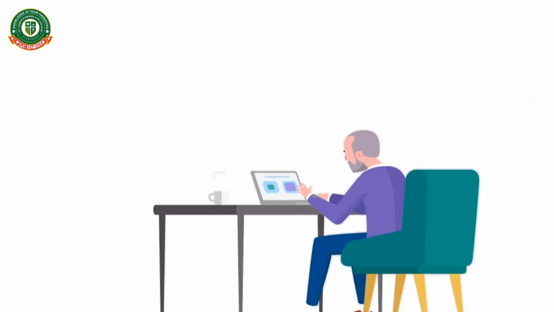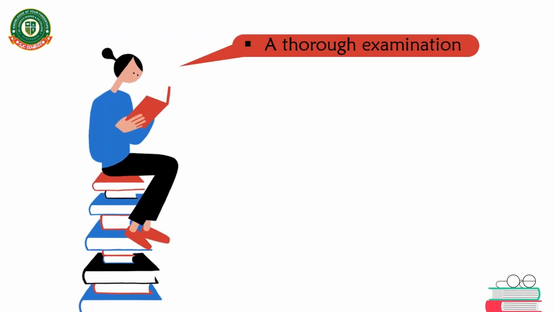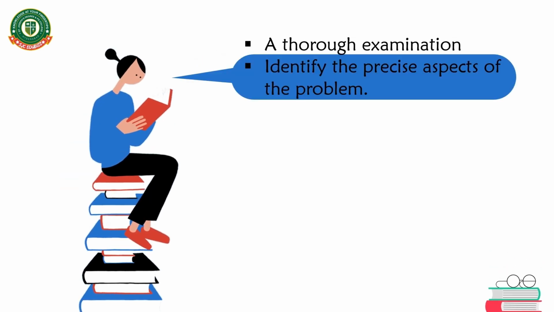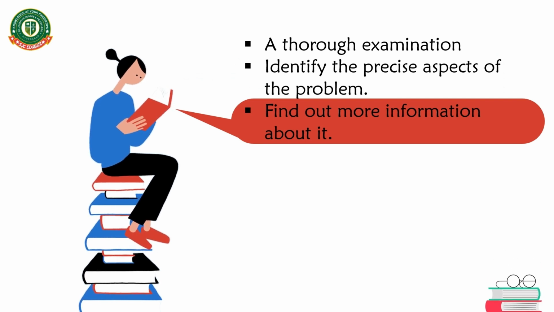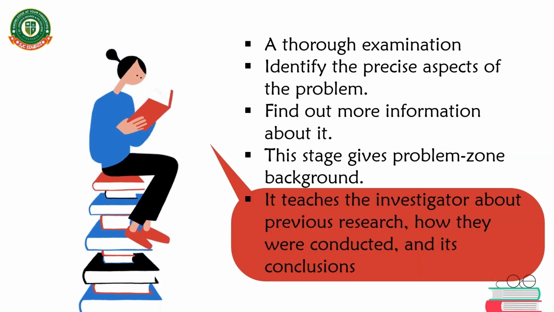Step 2. Evaluate the literature. A thorough examination of the relevant studies is essential to the research process. It enables the researcher to identify the precise aspects of the problem. Once a problem has been found, the investigator or researcher needs to find out more information about it. This stage gives problem zone background. It teaches the investigator about previous research, how they were conducted, and its conclusions.